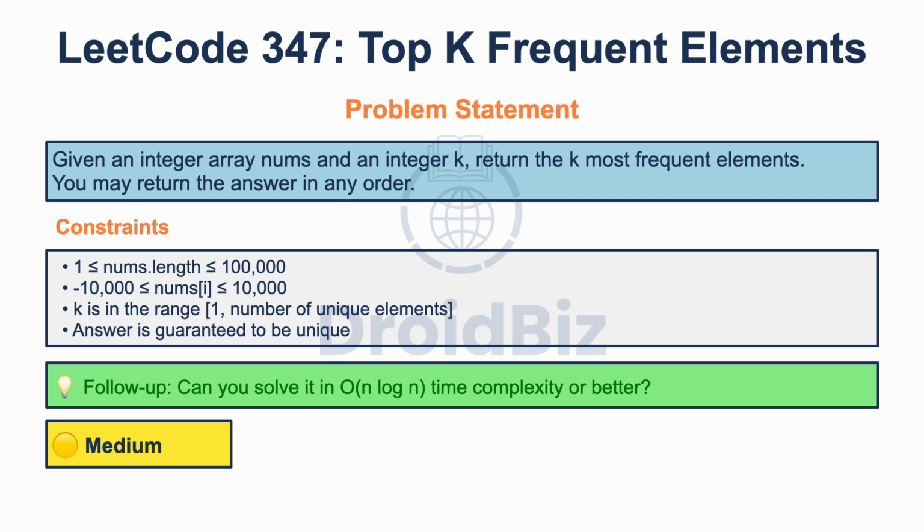Let's look at the constraints. The array can have up to 100,000 elements. The values can range from -10,000 to +10,000. And k is always valid. It falls within the number of unique elements in the array. One important note, the problem guarantees a unique answer, which simplifies things for us.